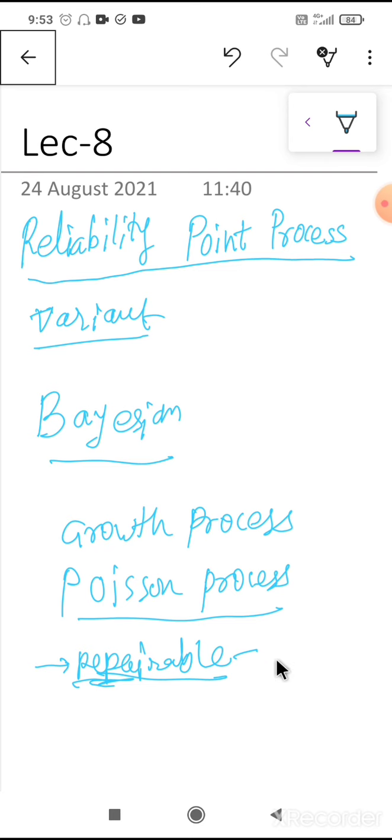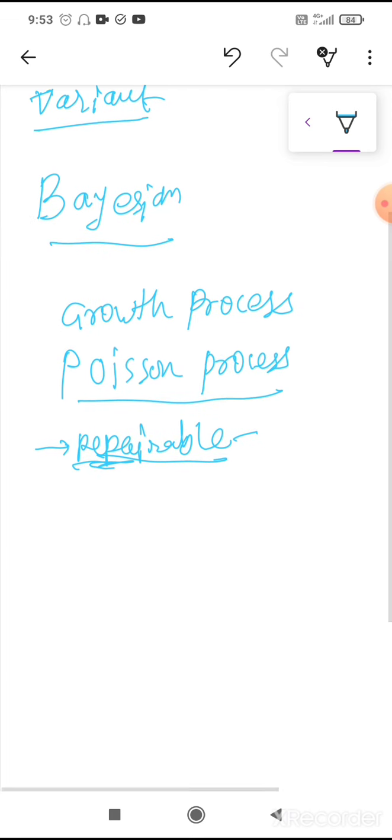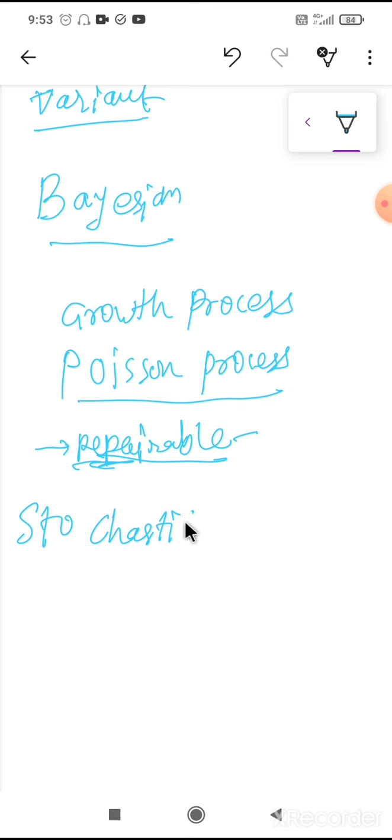So what is a stochastic point process? Let me write the spelling: stochastic. It is a mathematical model for a physical phenomenon characterized by highly localized events distributed randomly in a continuum, applied to repairable systems.